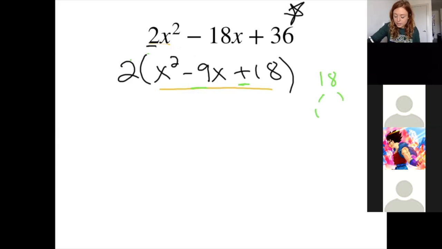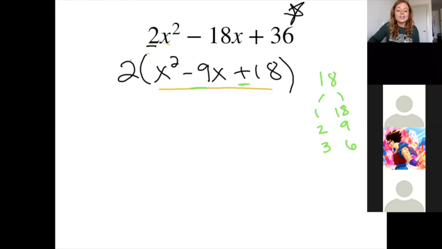So I have 1 and 18, 2 and 9. What else do I have? 3 and, see if you guys know your multiplication facts. 6. All right, there we go. So 3 and 6. Then we have 4. We check to see if 4 goes evenly. It doesn't. Does 5 go evenly? No. And then we're back at that 6, so we're done. Those are all of our factors of 18.